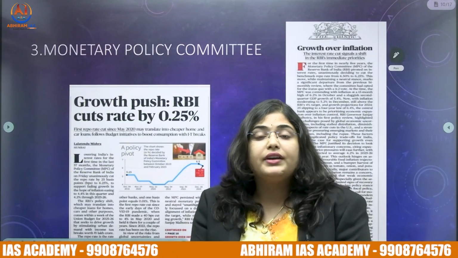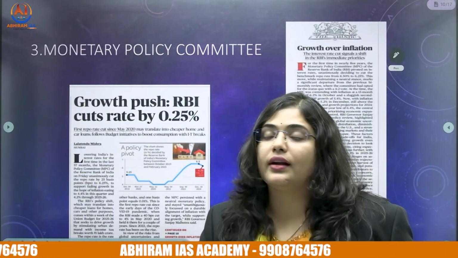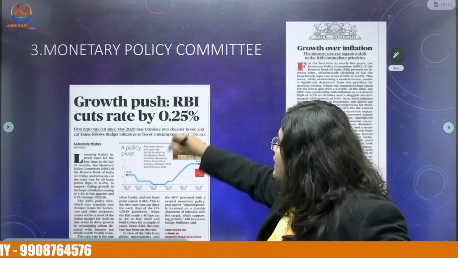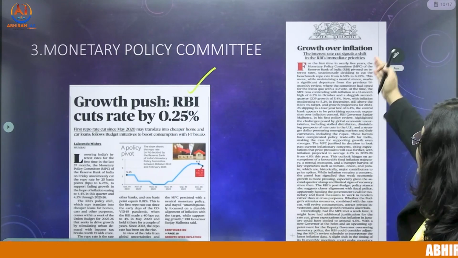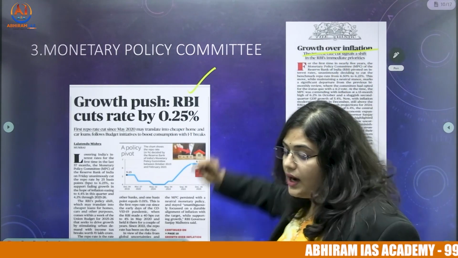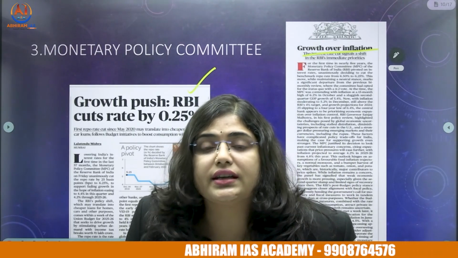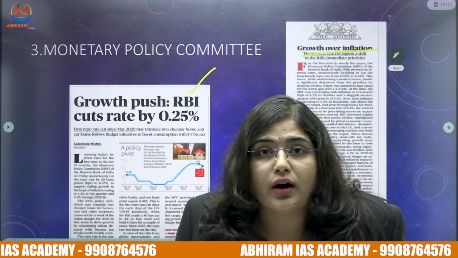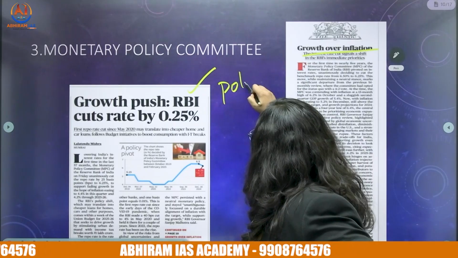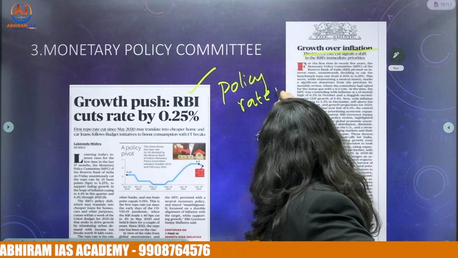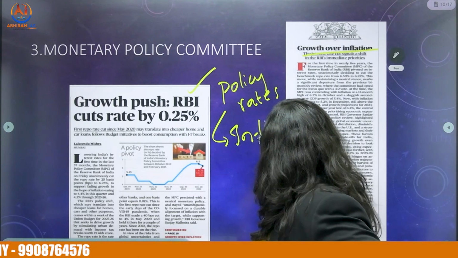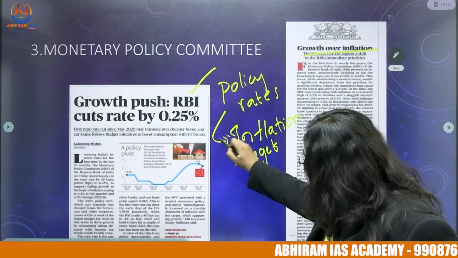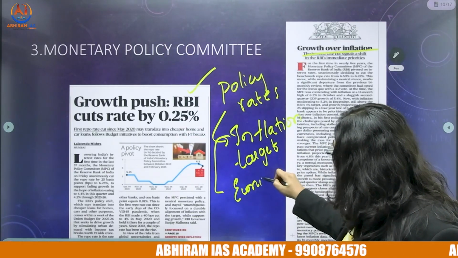Next, we have one important article related to the economy, that is the Monetary Policy Committee. We have two important articles, one on the first page as well as in the editorial, the growth over inflation article. So what is this monetary policy decision? Monetary policy is decided by the committee which decides upon the policy rates. It is related to the inflation target as well as to boosting economic growth.